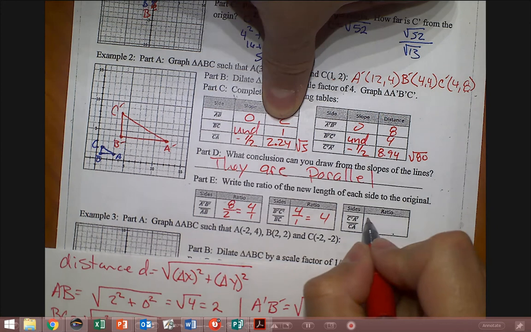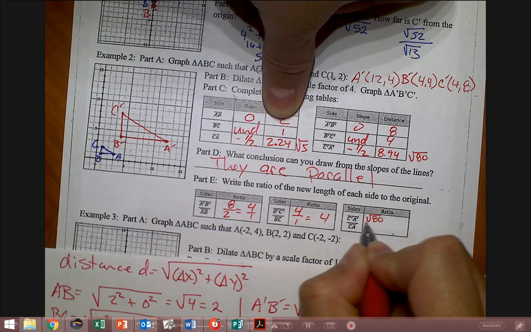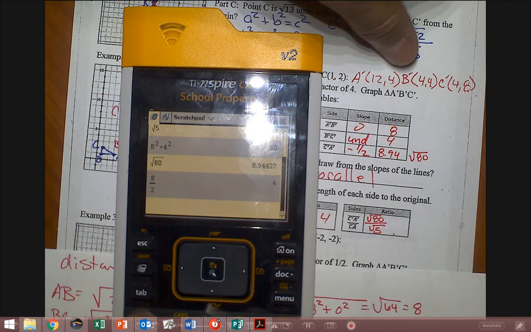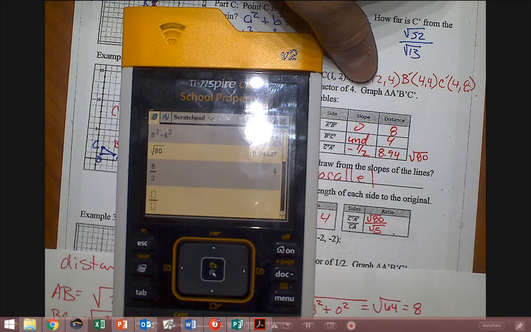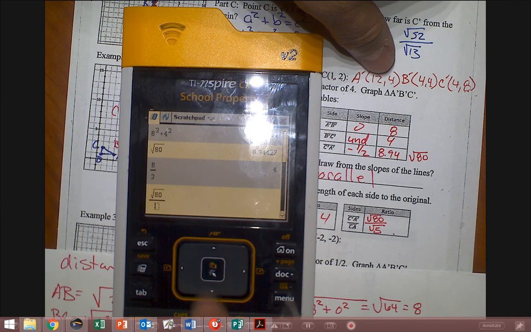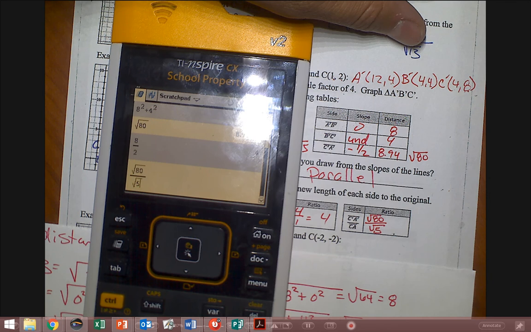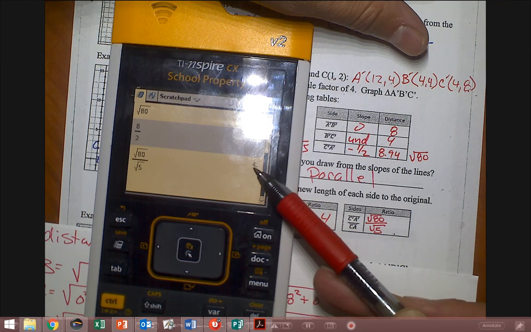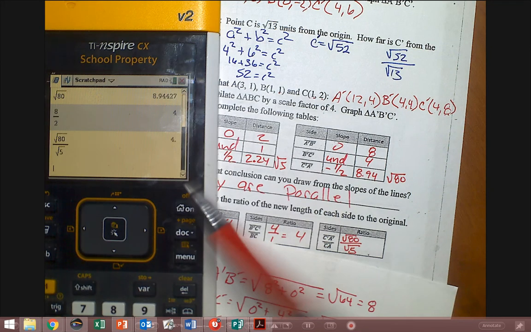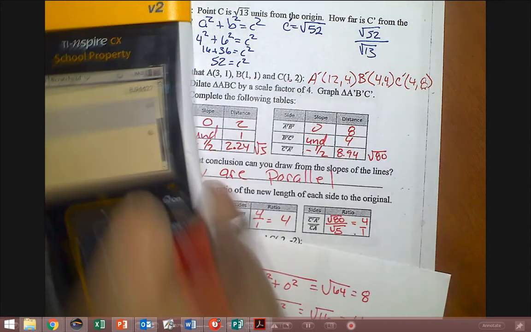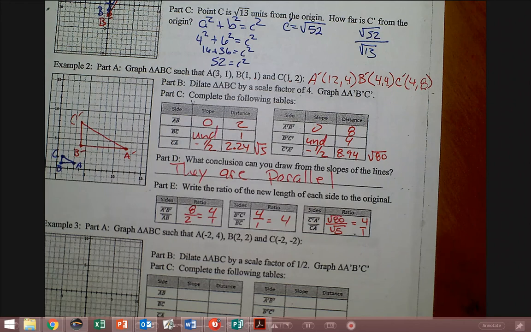And if I do this one, square root of 80 over square root of 5, that one's going to be interesting. So control divide, square root of 80 over square root of 5, like this. What should I get? My answer should be 4. Why should it be 4? That's my scale factor. And so my answer does come out right. It is 4. So they are all the same here.